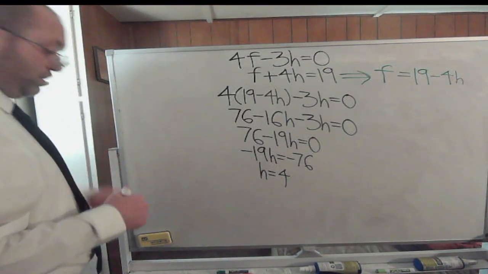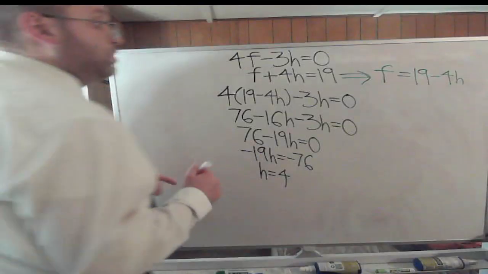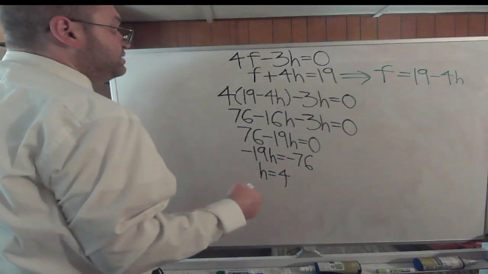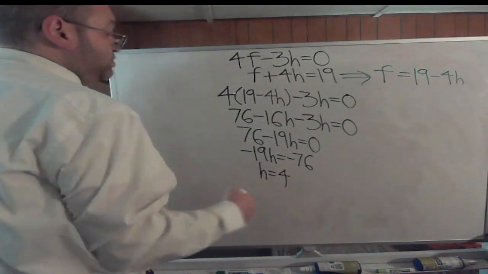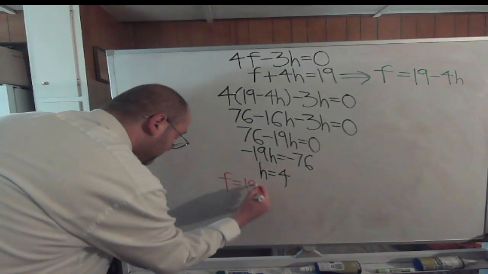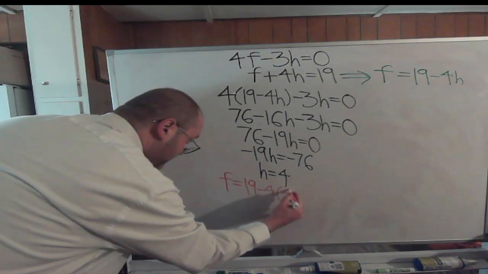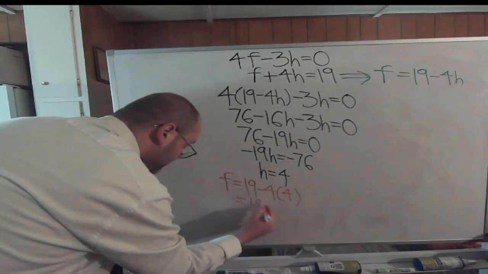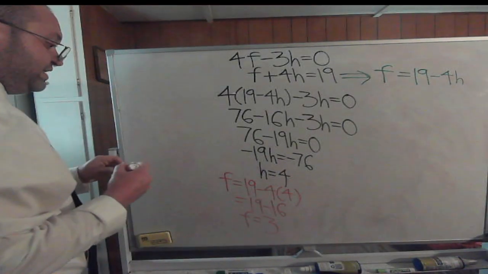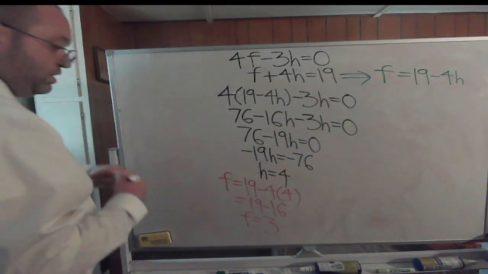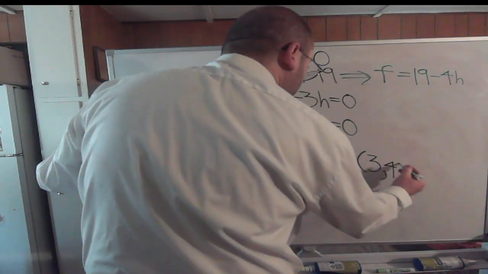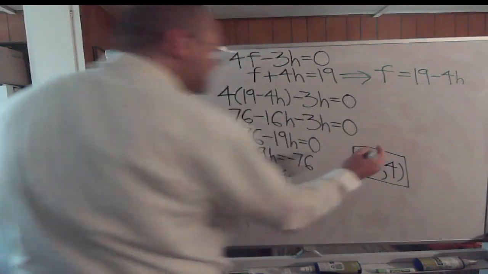Now we just simply want to go through and find the f coordinate. And all we have to do is take this h coordinate, put it into one of these two equations. So I have f equals 19 minus 4h. Why don't we go for that? F equals 19 minus 4 times the value of h, which was 4. That equals 19 minus 16. That means f equals 3. So I have the f coordinate 3 and the h coordinate 4. So that means your point of intersection is the ordered pair 3, 4. And that would be your answer to this one, would be 3, 4.